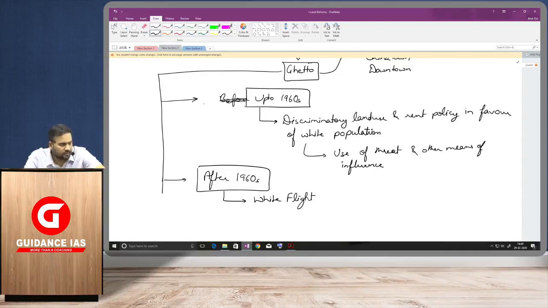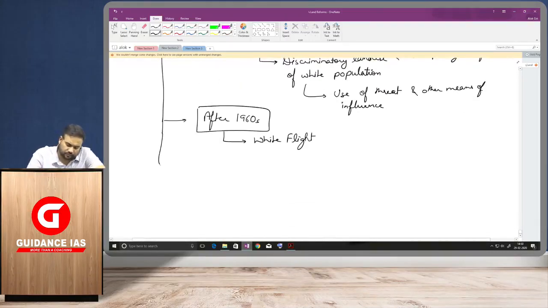Okay? So one of the factors due to which such concentration of people has taken place, particular community people, ethnicity people, is that other ethnicities have left the region. Okay? So that has also led to development of ghettos. There were other social factors.